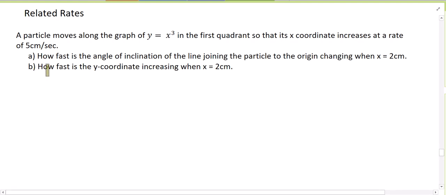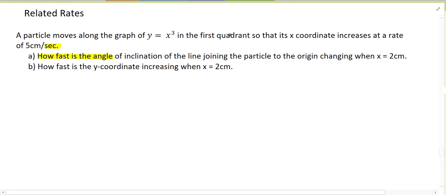Remember, with word problems, always focus on the task. What is it that you're supposed to do, or what is the question? So here, how fast is the angle? So we're looking for a d theta of something. And because things are changing in terms of per seconds, with respect to time, that means we're looking for d theta dt.